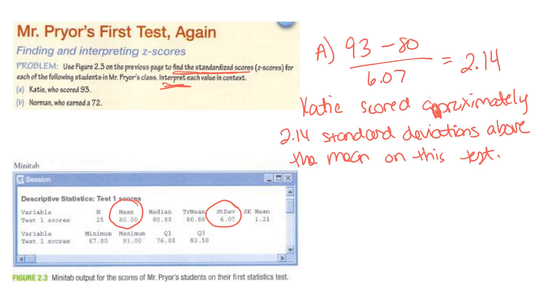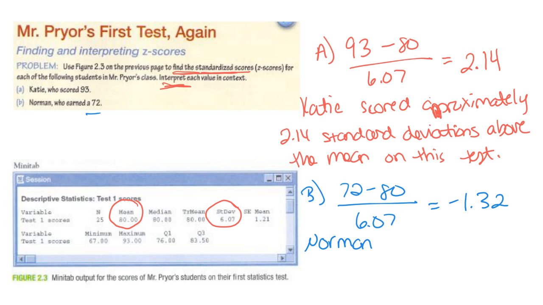So looking at the second one, Norman earning the 72. Norman would be his score minus the mean over the standard deviation, which gives us a negative value this time of negative 1.32. So what that would mean is that Norman, and I'm going to shorthand this, scored approximately 1.32 standard deviations below the mean on this test.